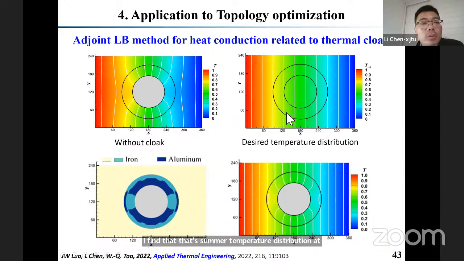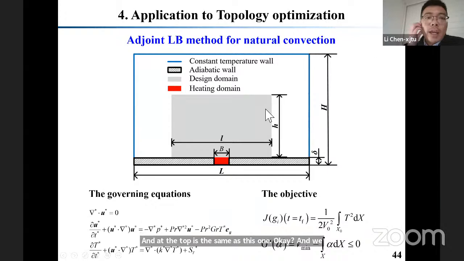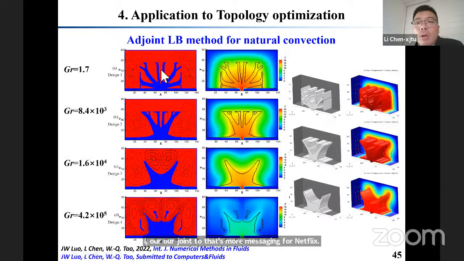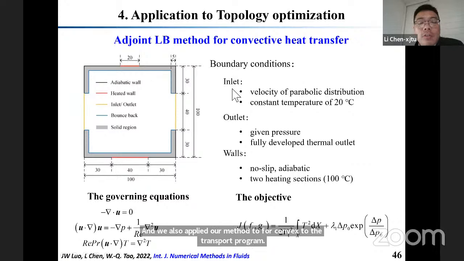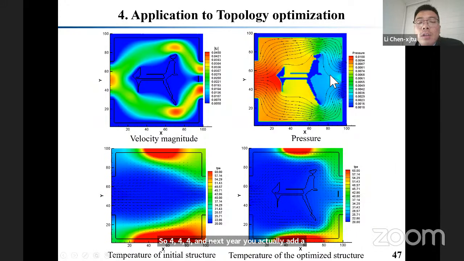And we also apply our lattice Boltzmann method for natural convection problems. So these are the structures we obtained at different Rayleigh numbers. We also performed 3D simulation validation, and we find that the structures we obtained indeed perform better than traditional structures. And we also applied our method for the convective heat transport problem. Here are the structures we designed for minimizing the temperature of the domain.